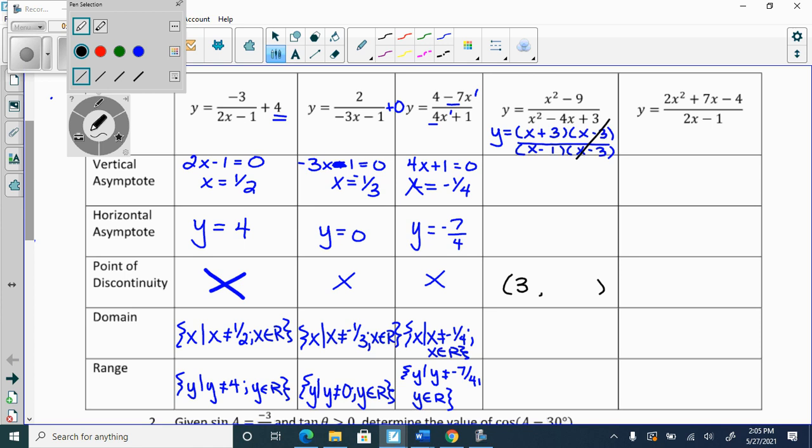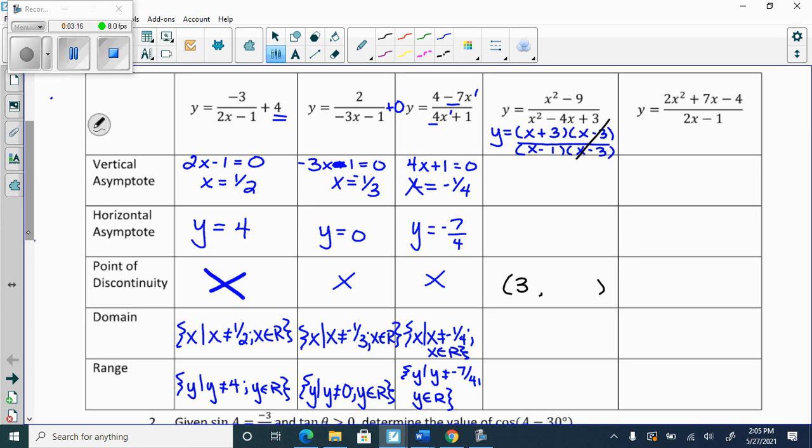How do I get that something? Well, I plug it back into the simplified form. So I'm going to get y equals 3 plus 3, which is 6, over 3 minus 1, which is 2. So you could say 6 over 2, or you could say 3, which would be more appropriate. So you just plug it into the reduced form. 3 plus 3 is 6, 3 minus 1 is 2, 6 over 2 is 3.